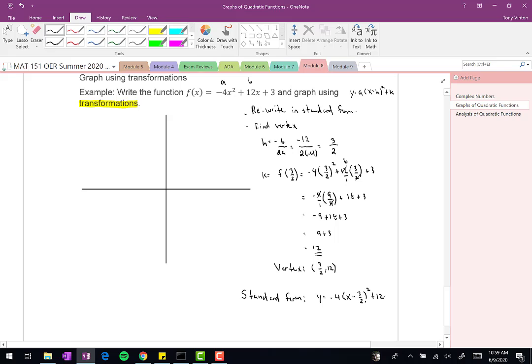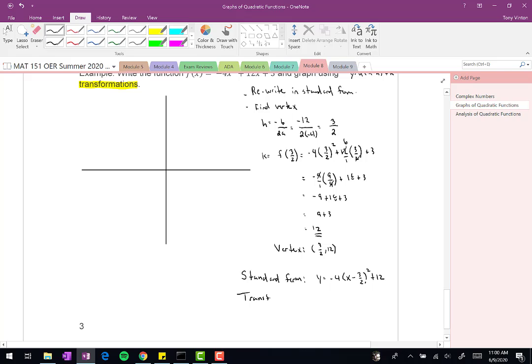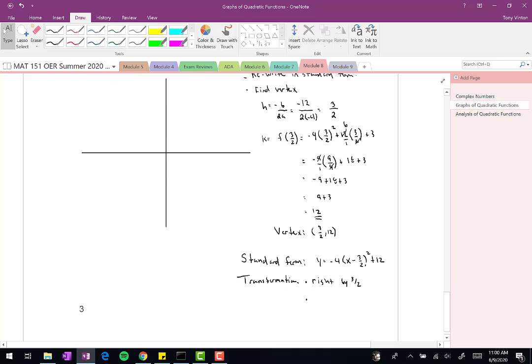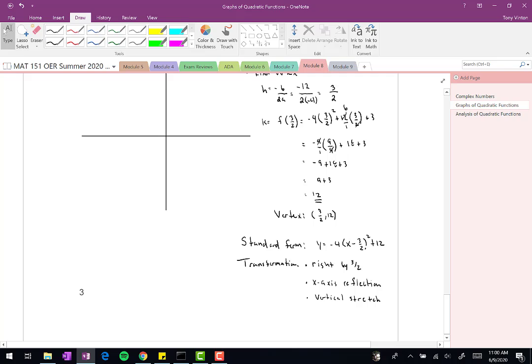Now, when you look at this graph, here's the thing. You have a lot of information when it's in standard form, because we can see that there's transformations, right? That x minus 3/2, that's a shift to the right by 3 over 2, right? So transformation time now. This is a shift to the right by 3 over 2. We also have that it's a 4 and it's a negative 4, so it is an x-axis reflection, and a vertical stretch. And then last, it'll be up by 12 because of the outside.